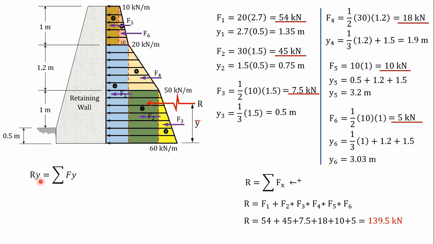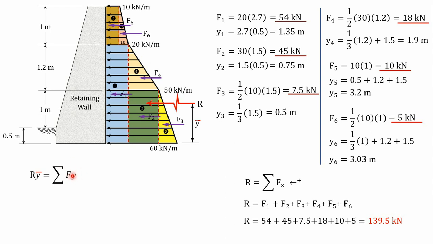That is the moment produced by the resultant moment is equal to the summation of moment produced by every force. So R times bar Y is equal to the summation of force times Y. Do you get me? So how many forces are we going to take up here, class? That is 6.